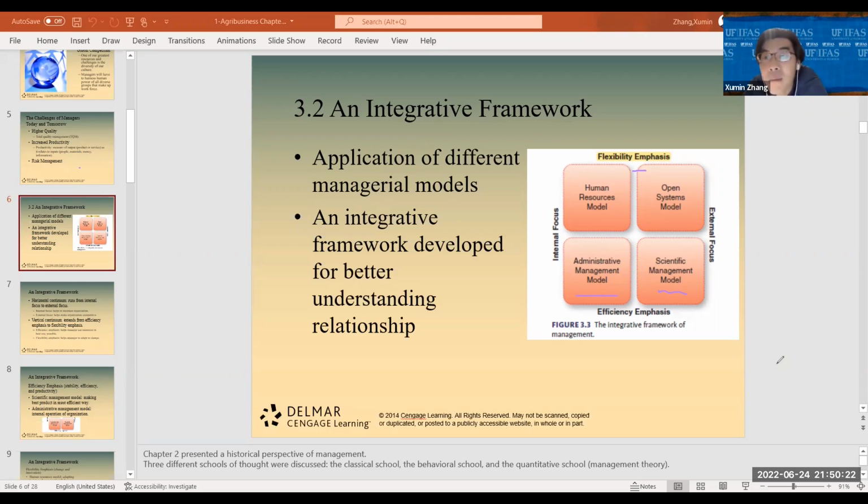And then we have talked about the behavioral school, human relation, human resource approach. We have mentioned about the Maslow's hierarchy of needs. We talk about McGregor's theory X, theory Y. Remember that? This is the behavioral school. We started to focus on the people.